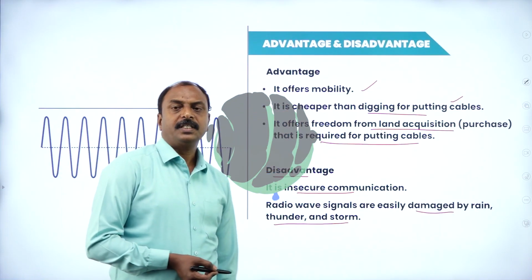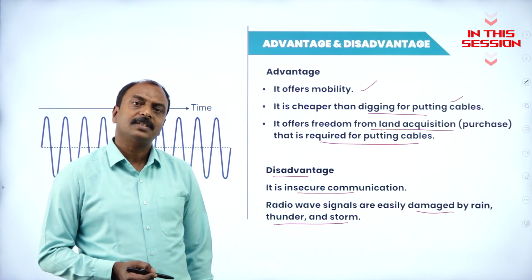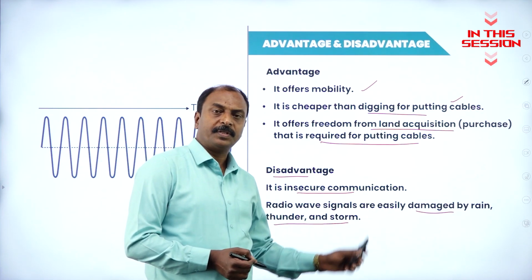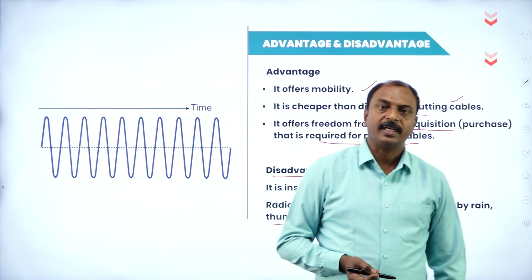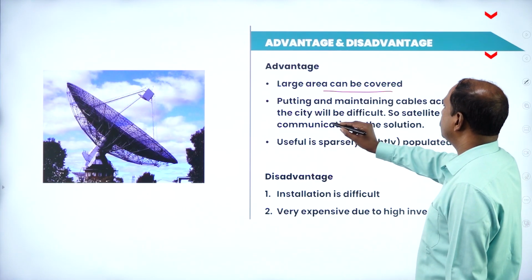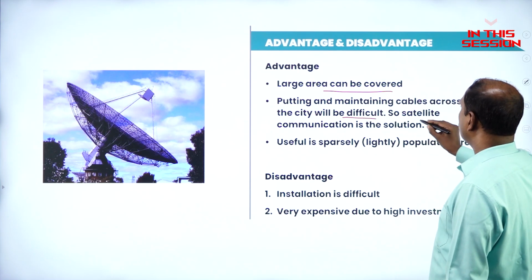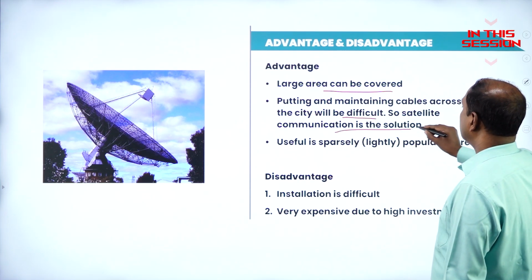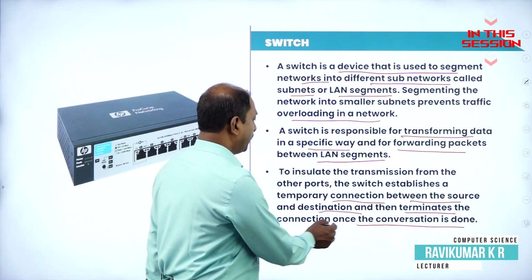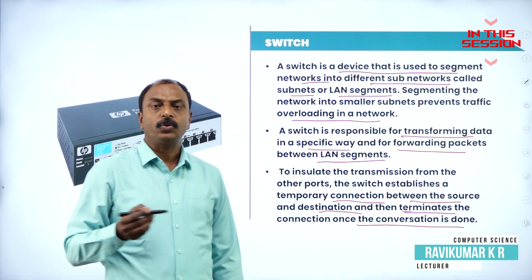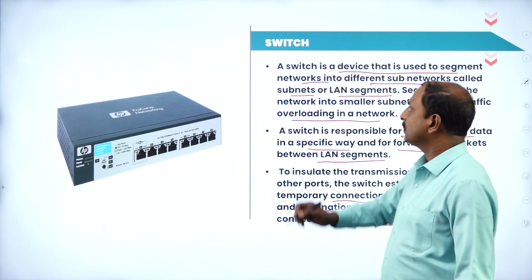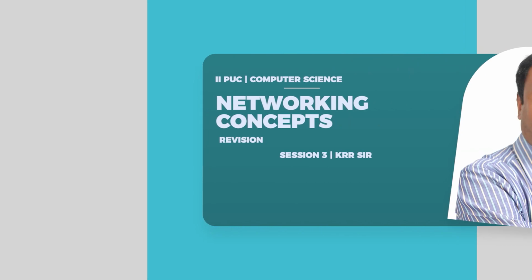If the weather condition is not good or the weather is bad, we may not get the relay properly. Even it happens in our TV transmission as well as in radio transmission. Putting and maintaining cables across a city will be difficult. So satellite communication is the solution. Once the transmission is completed, it is going to terminate the connection between host and destination. So this is another network device, that is switch.